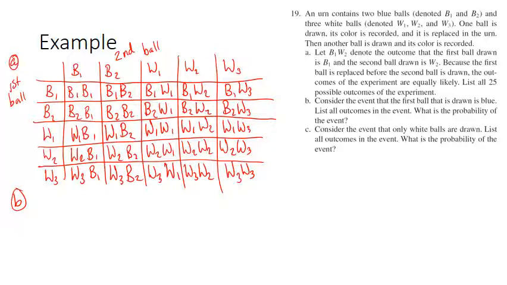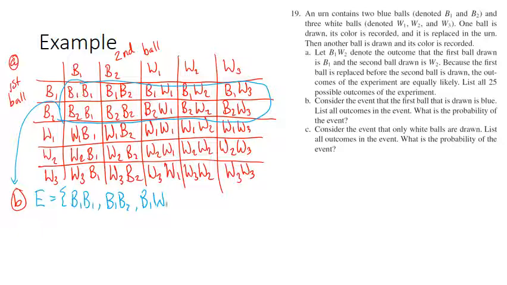So if the first ball drawn is blue, let me circle that for you. It's going to be these ones right here. Sorry, wait a minute. Let me do it like this. These ones right here. So that is part B. So the event is going to consist of B1, B1; B1, B2; B1, W1; B1, W2; B1, W3. Those are all the ones that start with B1, and then the ones that start with B2.